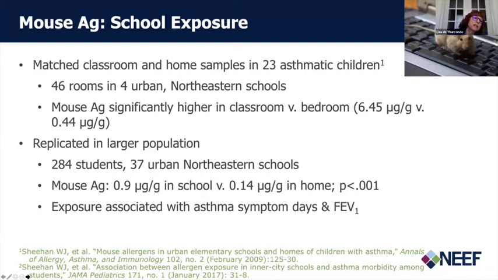These two studies looked at classrooms in northeastern schools and matched them with home samplings. The first study was smaller, with 23 asthmatic children. The second study was much larger, 284 children with asthma, and found that mouse allergen was significantly higher in these classrooms in the northeastern schools compared to their homes. So just keep that in the back of your mind. Exposures were associated with asthma symptoms through school, showing an increase in asthma symptoms and also a decrease in pulmonary function. Next slide.